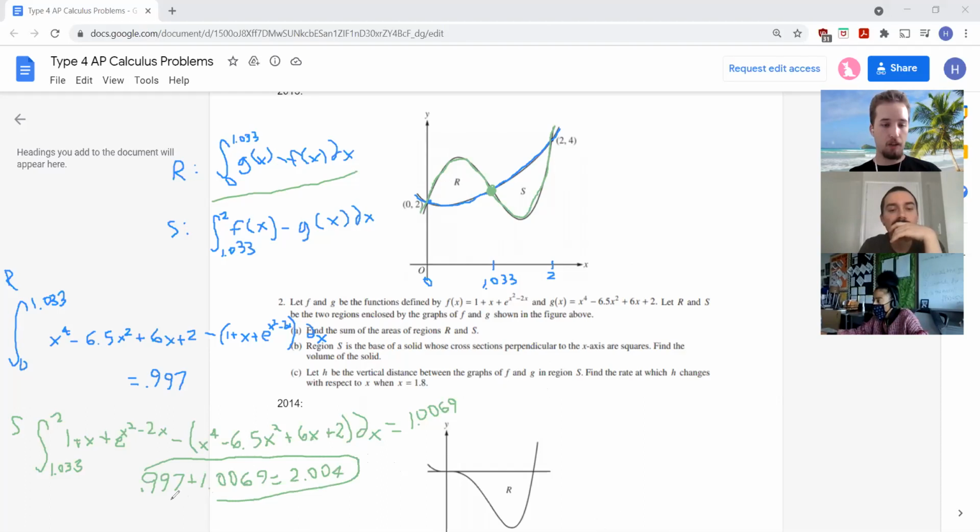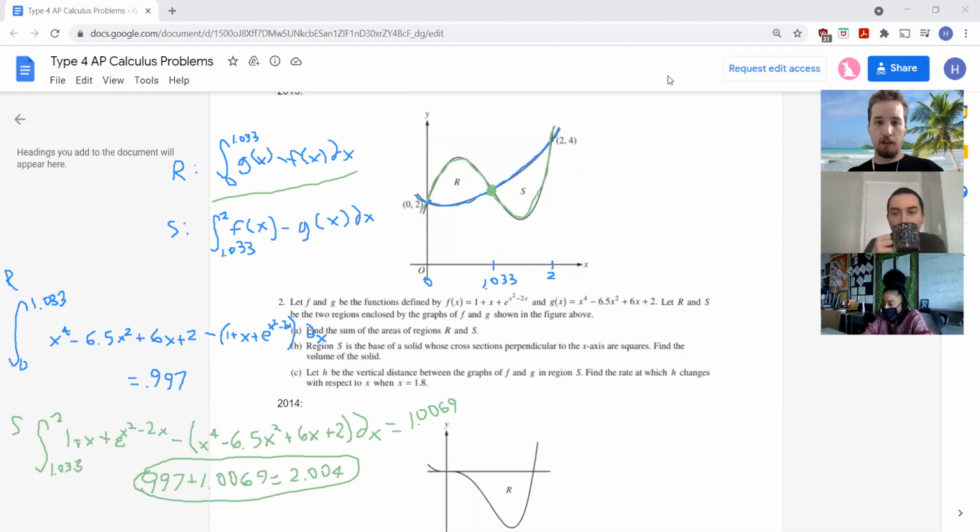The reason why we can't just do f minus g for the whole interval from 0 to 2 is because f is the top for S, but it's the bottom for R. And so that's why we have to split it up. Can I get a 1 through 3 from you guys for just this part? I know it's some complicated numbers here. Okay, awesome, good.